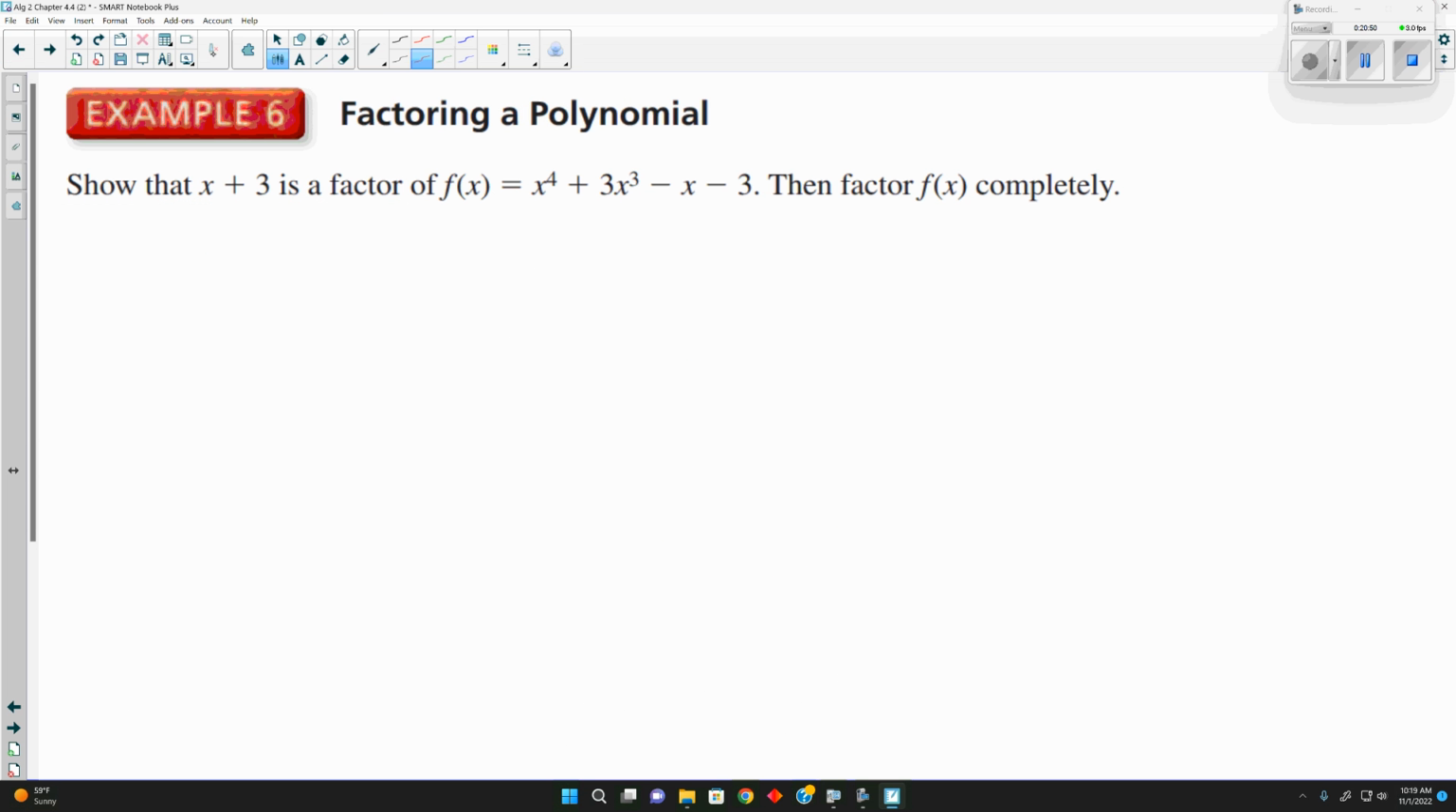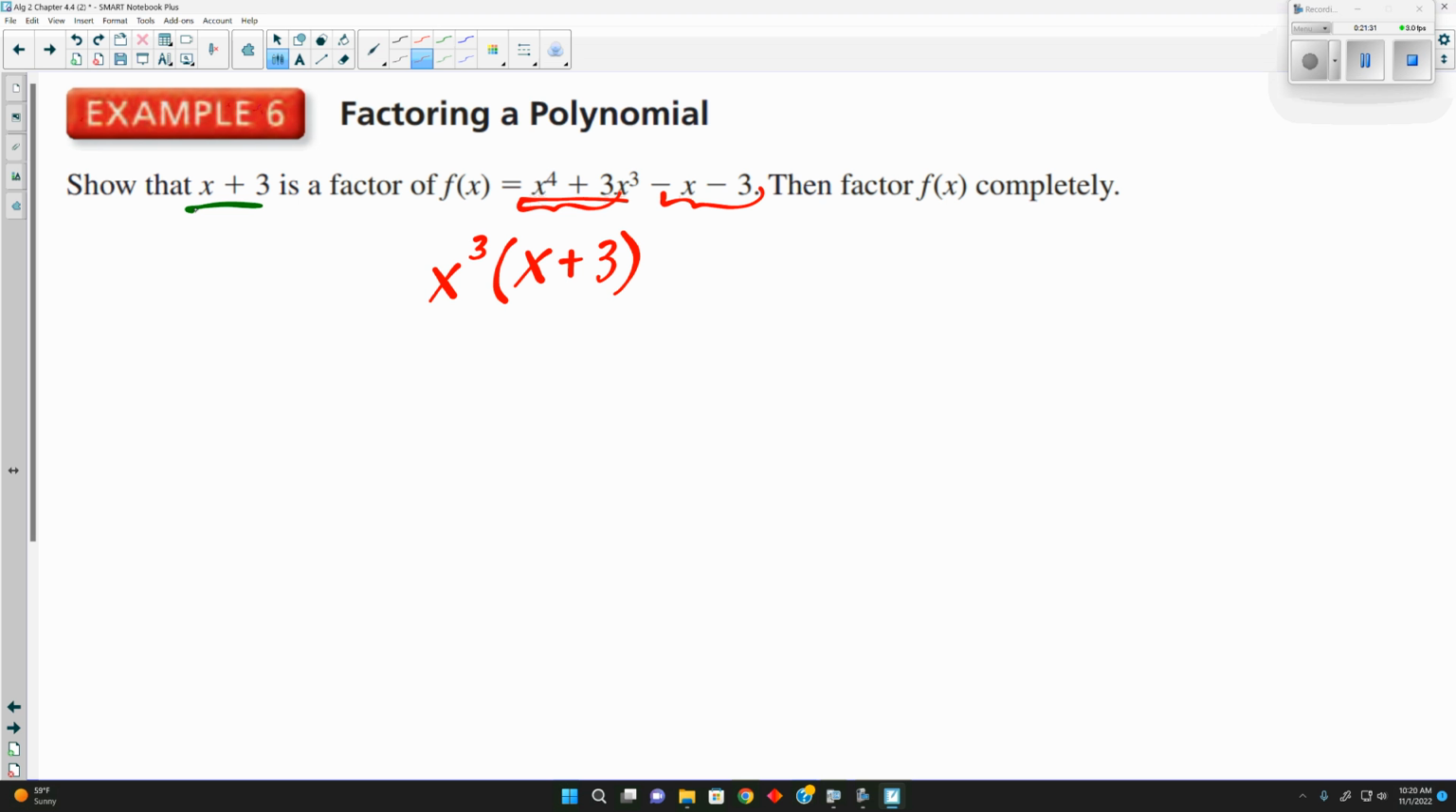Here, if I look at this, I said we could do grouping if we have an even amount, yes? It might not always work with an even amount, but sometimes it might. Because if I look at these first two terms, what is their greatest common factor? X to the third, yes? And if I factor x to the third out of x to the fourth, I'm left with just a single x, yes? Plus, if I factor an x to the third out of 3x to the third, we're left with 3. That is one of our factors, isn't it? Because they told us x plus 3.